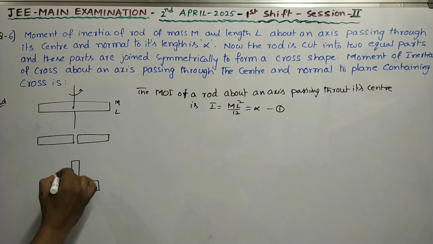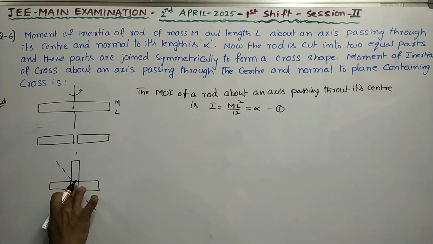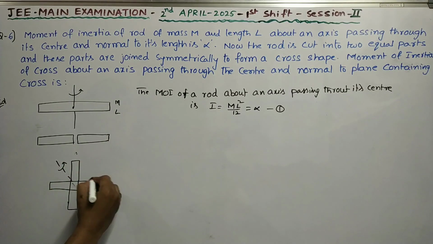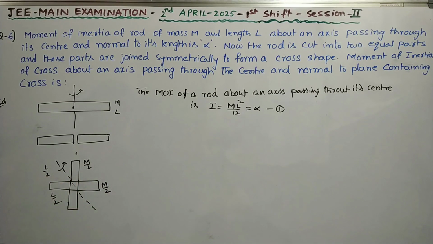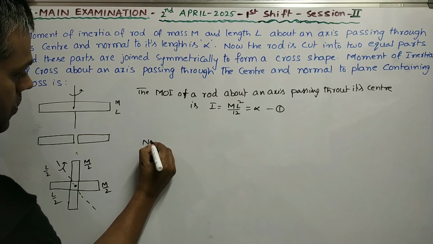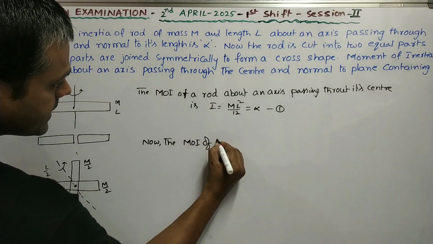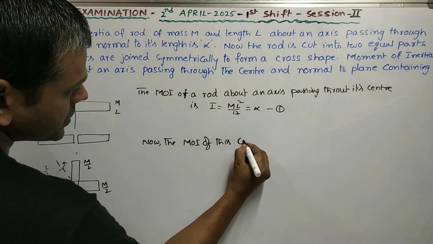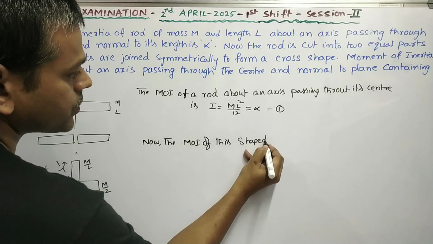Now it rotates like this. So now each part has mass equal to M by 2, and length equal to L by 2. Now you can say the moment of inertia of this combination, this shape, the cross.